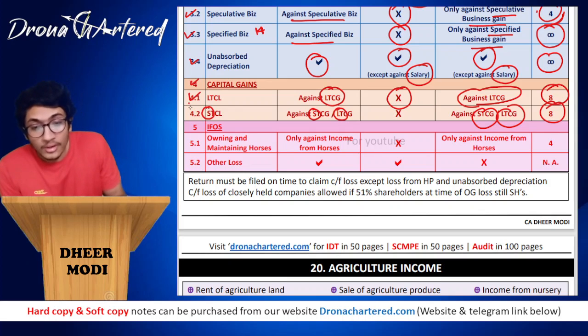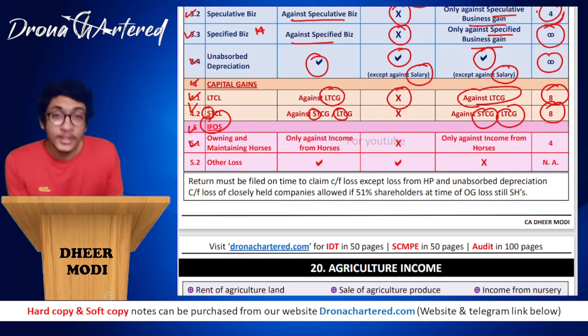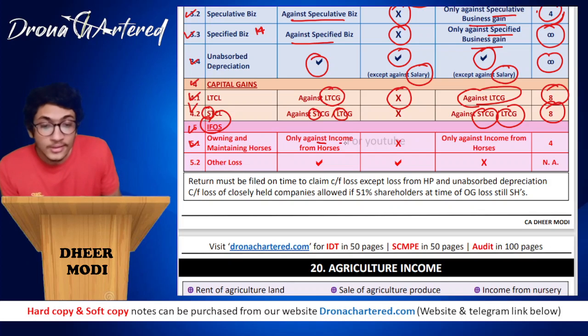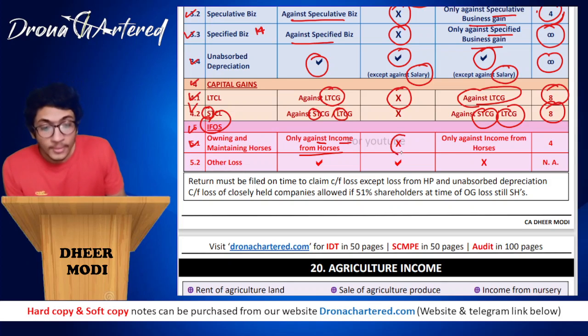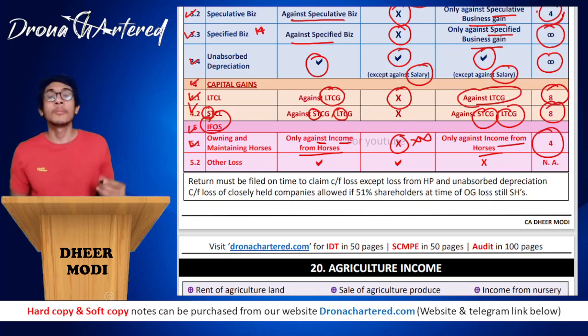Now coming to your fifth part, that is your IFOS. Your IFOS is owning and maintaining horses. If you have any loss, you can only and only set off against income from horses. Of course, from any other head, we will not allow you. And in the future years also, it will only be against horses for a period of 4 years. How do you remember? Horses have 4 legs. So 4 legs means 4 years.